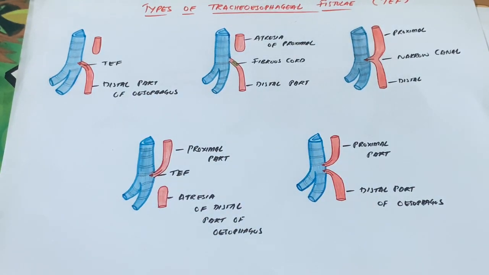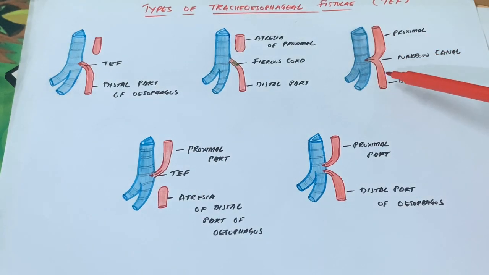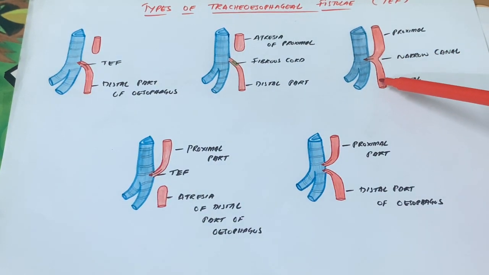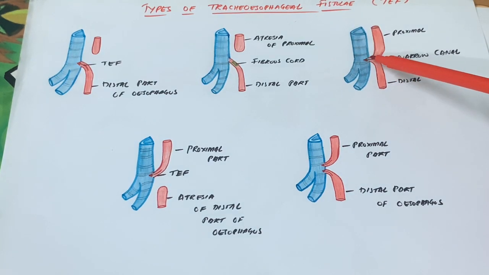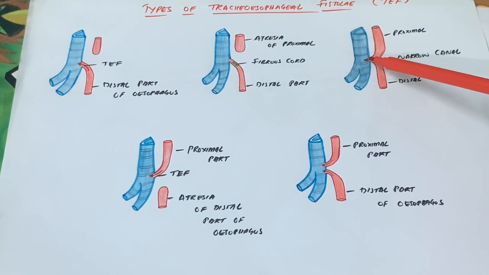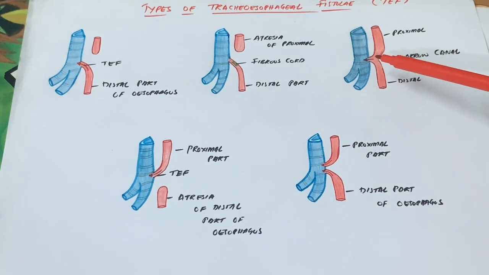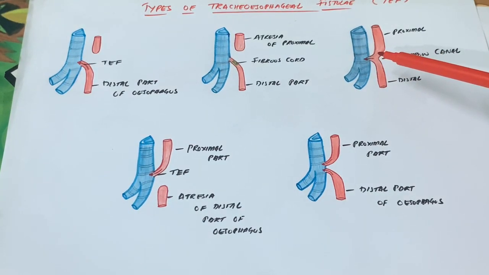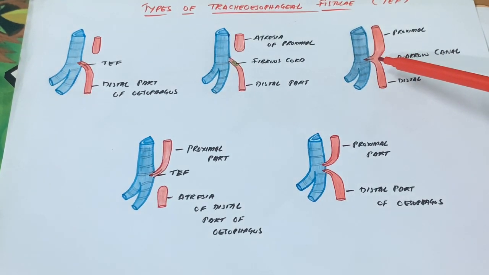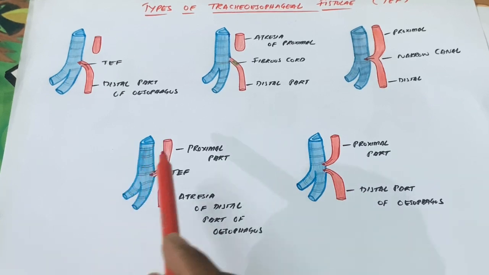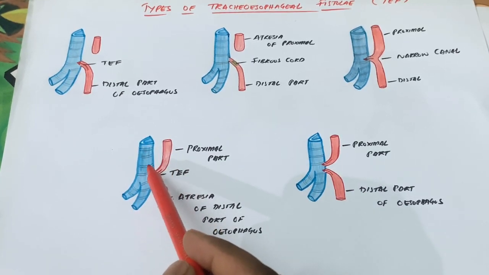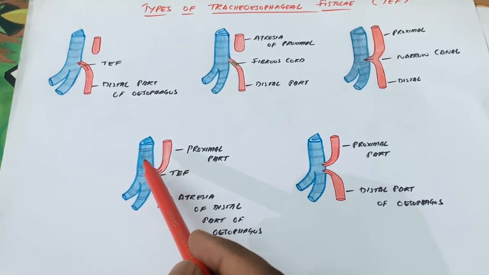Next we have another type where both the upper proximal and lower distal parts of the esophagus communicate with the trachea by a common channel. So there is a common channel where these two parts get communicated, and this is also called H-shaped tracheoesophageal fistula.